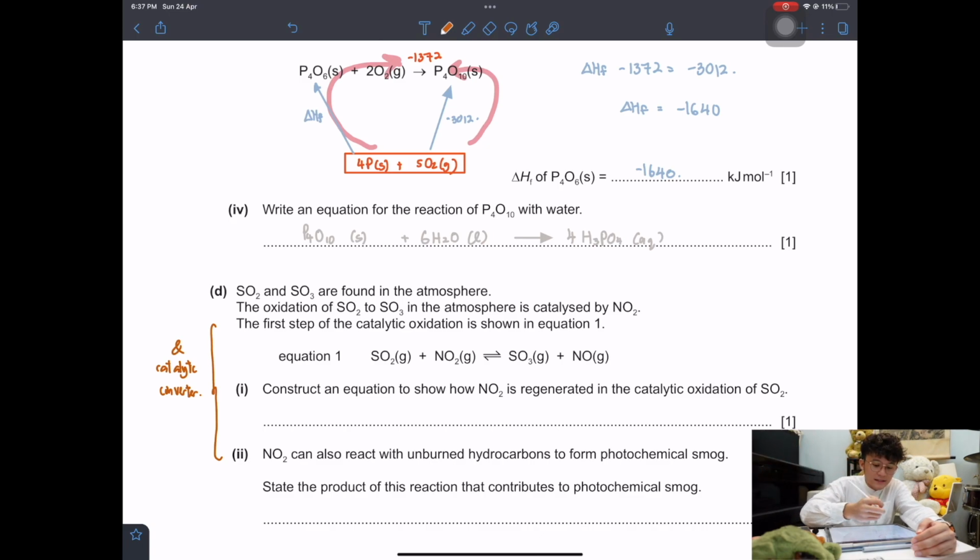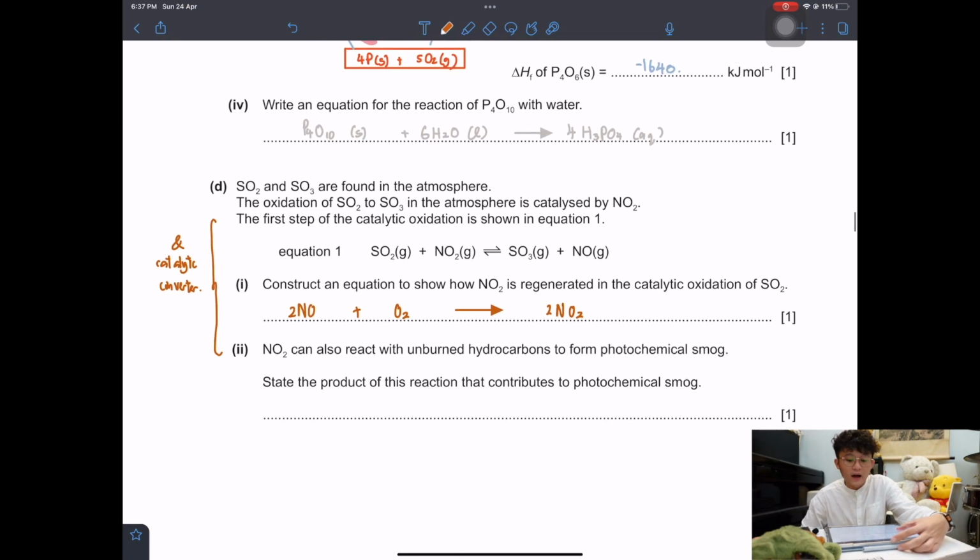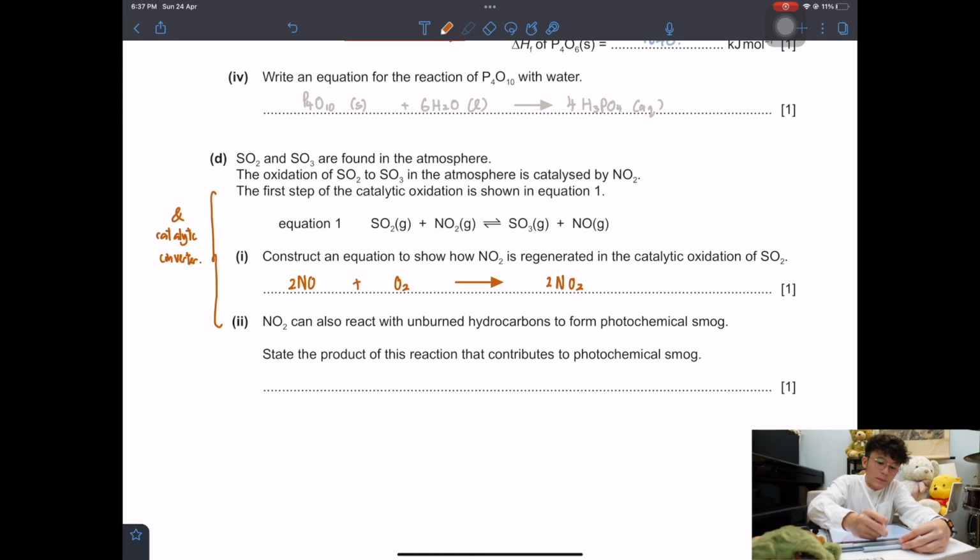So I can say that NO in the open air reacts with oxygen. Oh my god, NO2 is regenerated. NO reacts with oxygen gas and you get NO2. So 2, balance the equation. Done. Next, NO2 can also react with unburned hydrocarbons to form photochemical smog.